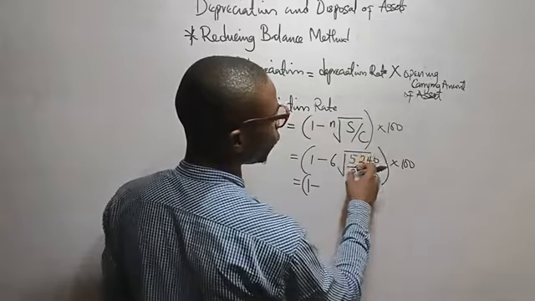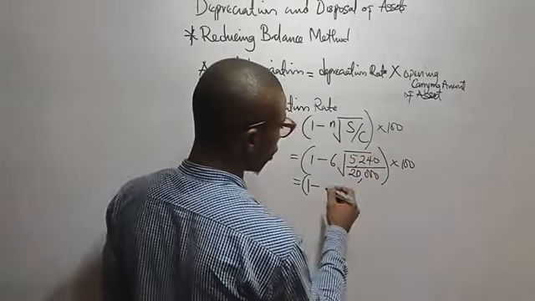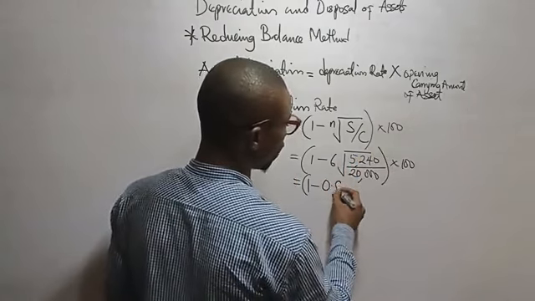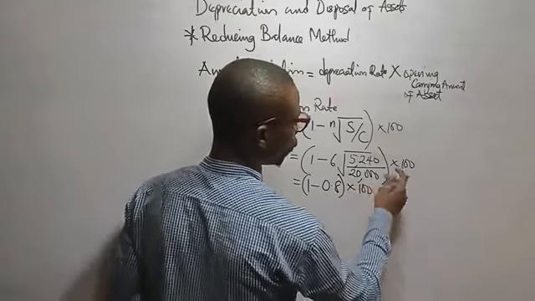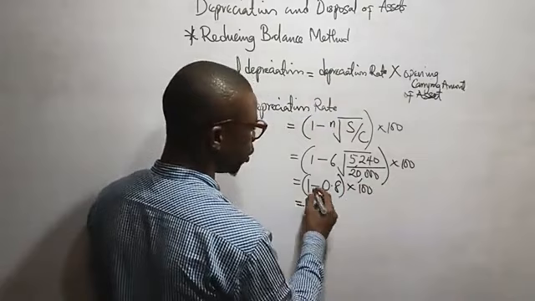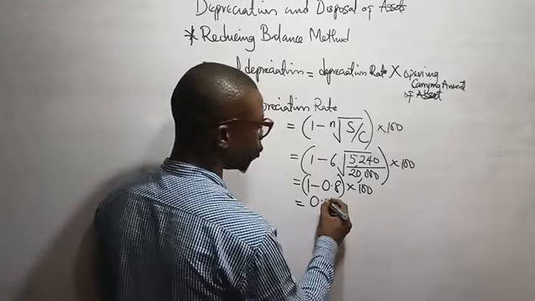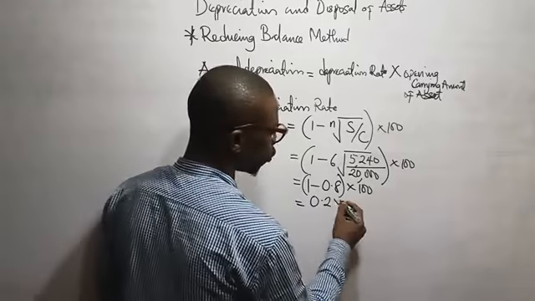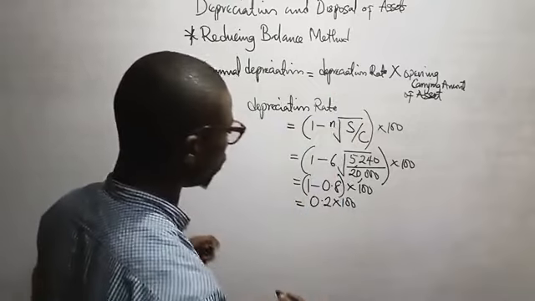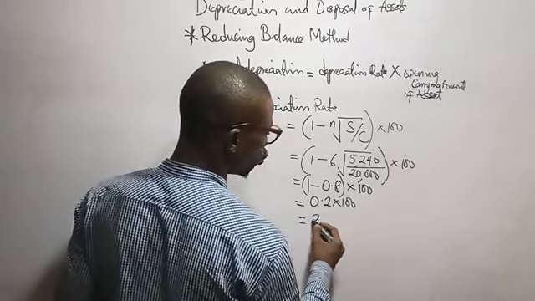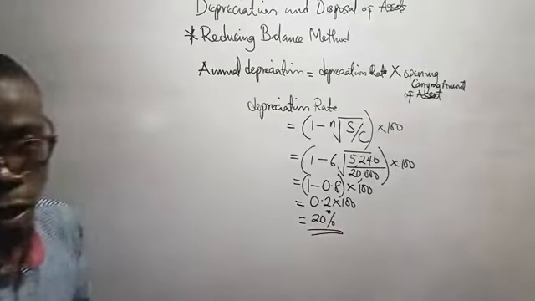divided by 5,240 divided by 20,000 should give you approximately 0.8. So 0.8 times 100. That means 1 minus 0.8 should give you 0.2 times 100, because the rate is expressed in percentage. So that will give you 20%.